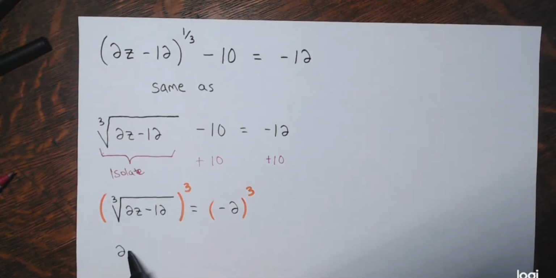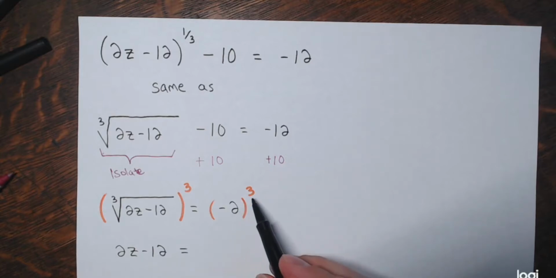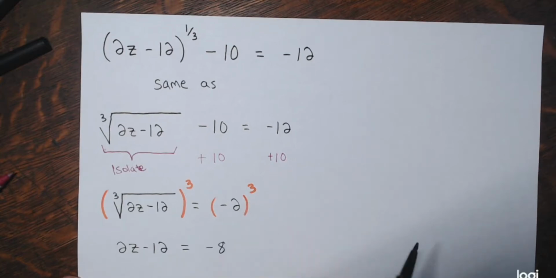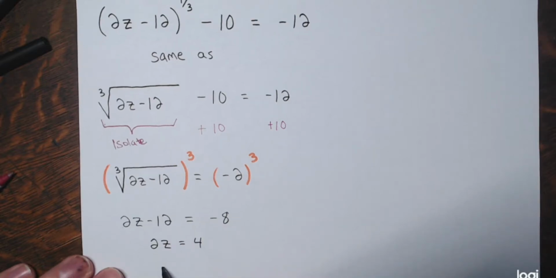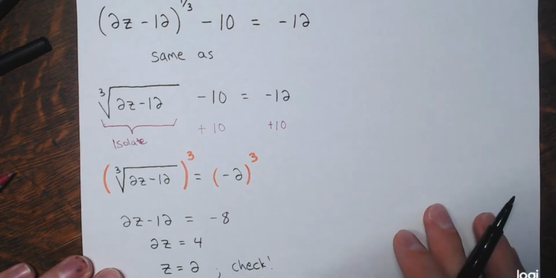I'm left with 2z minus 12 on the left. And then negative 2 to the third power would be negative 8 on the right. And then I would have 2z equals 4, right, after adding 12, and then dividing by 2, we get z equals 2. But once again, don't forget to check your answer, right?